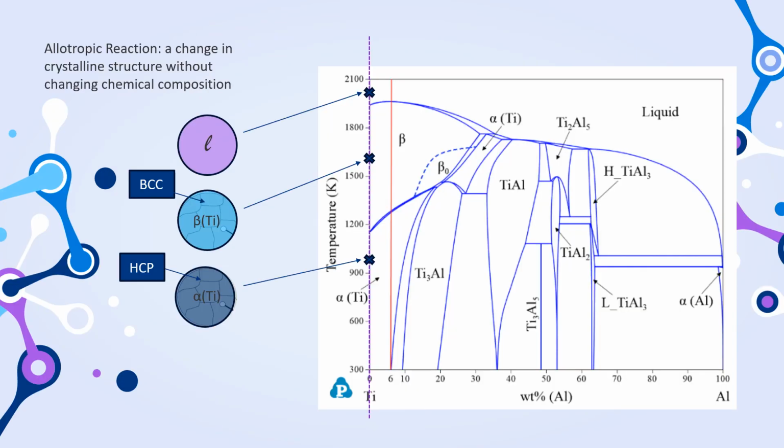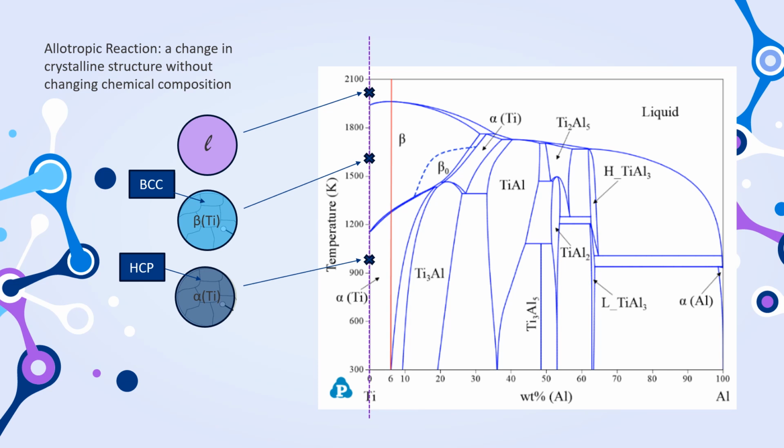The first cooling reaction we're going to talk about today is an allotropic reaction. An allotropic reaction is a change in crystal structure without changing chemical composition. We can see that with pure titanium on the left side, where there is a 0% composition of aluminum, marked on our phase diagram with the purple dotted line. Starting from the liquid phase and cooling from there, we start with our top purple circle. This circle is liquid titanium.